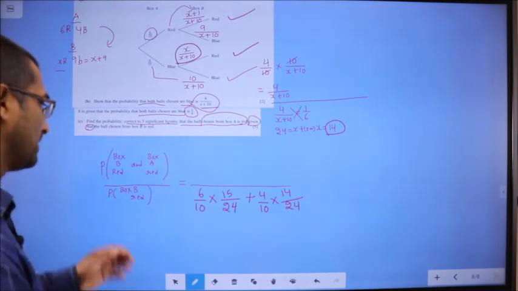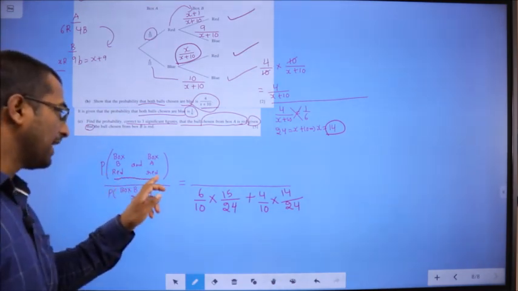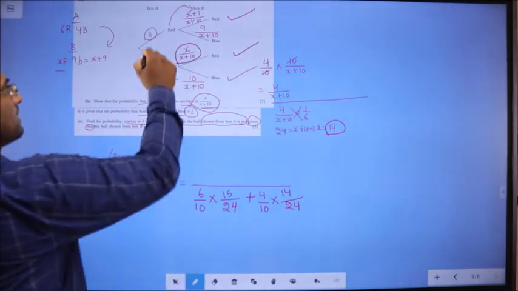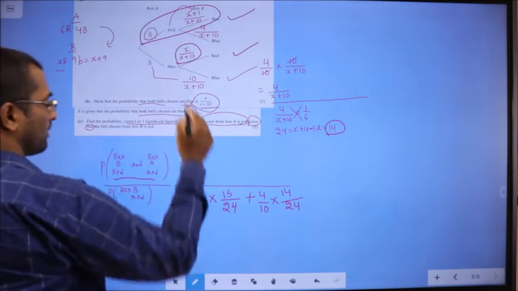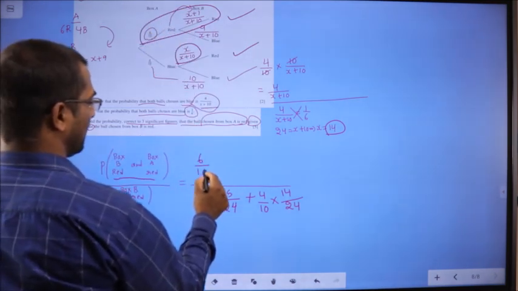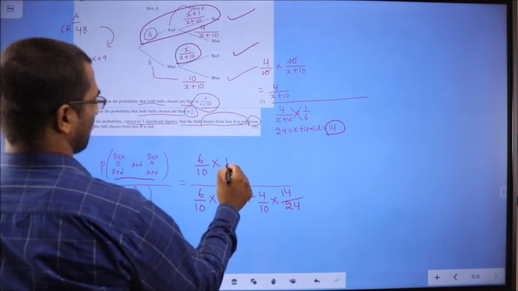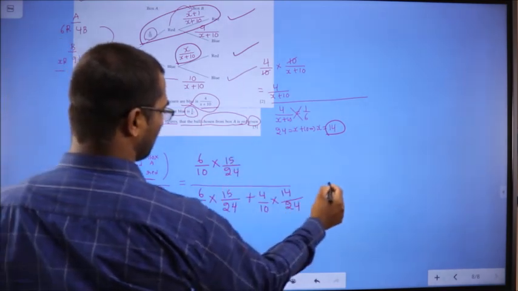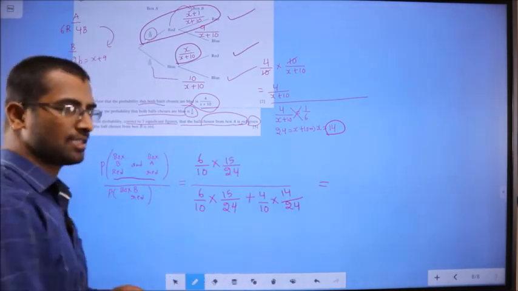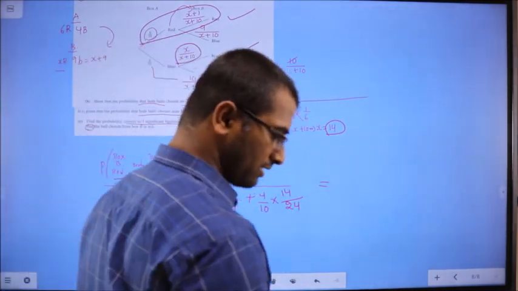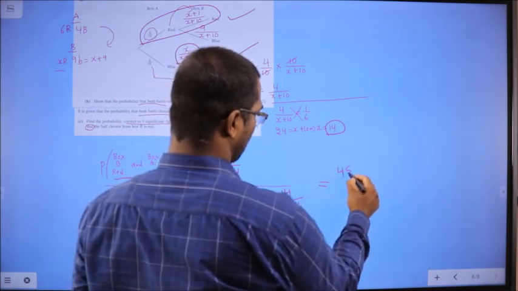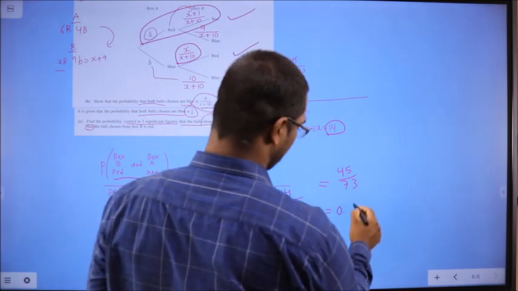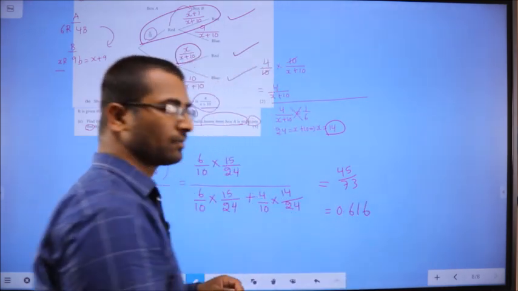Next, box B is red and A also red. Both red. Where is it happening? It's happening over here. So that is nothing but 6 by 10 into, replacing x, 14 plus 1, 15 by 14 plus 10, 24. Put this at once in the calculator. Your answer is 45 by 73, that is 0.616. Okay.